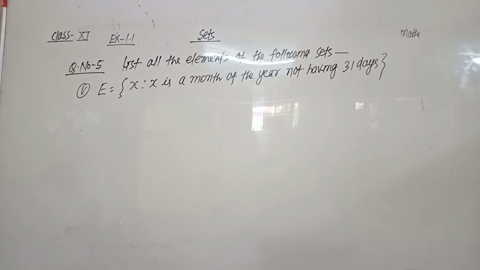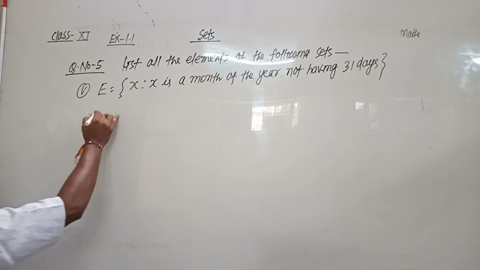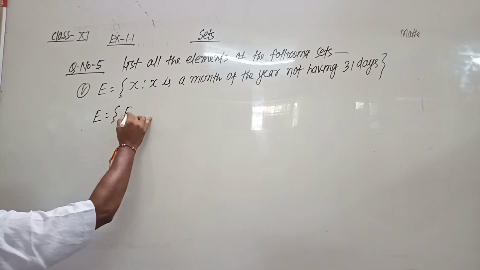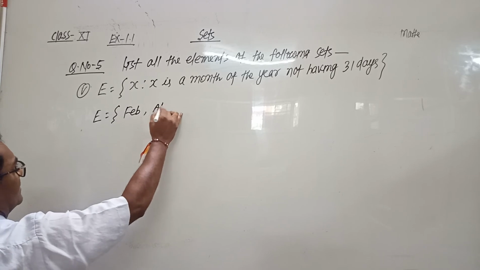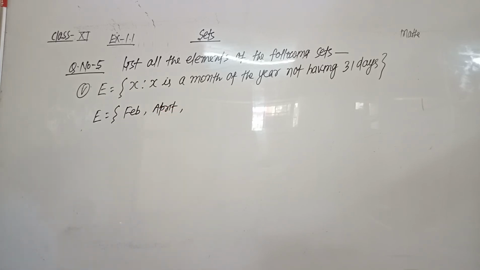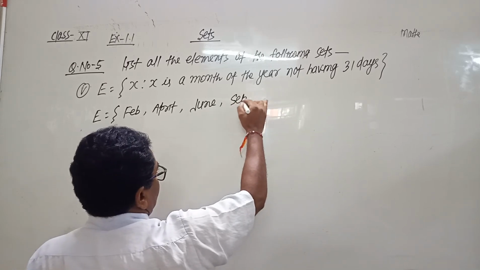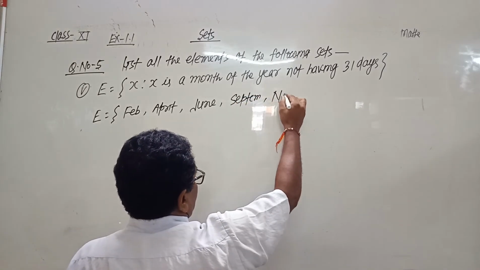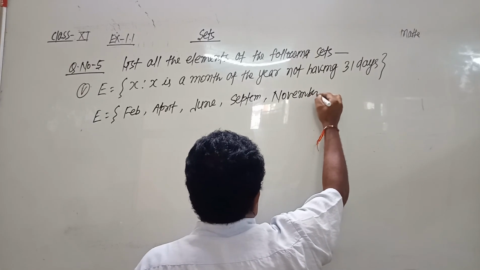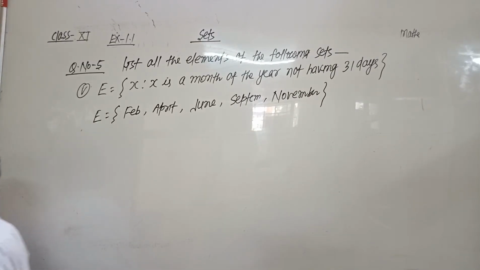Not having 31 days. So February, April, June, September, November. So these are the months having not 31 days. So we have to list the elements of the months having not 31 days.